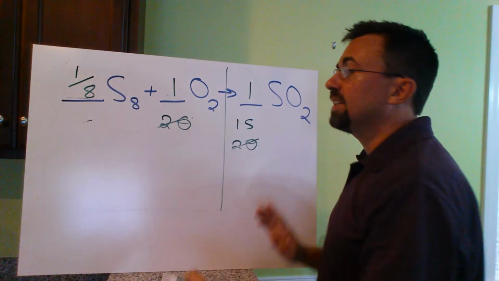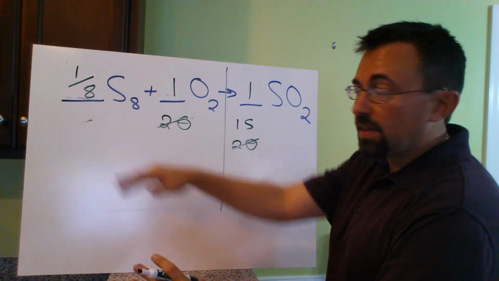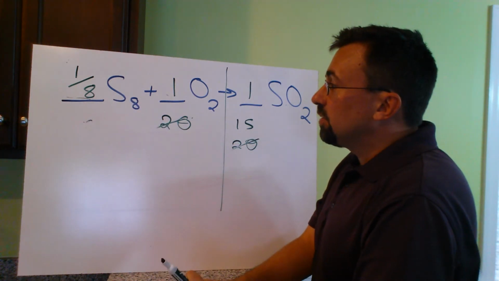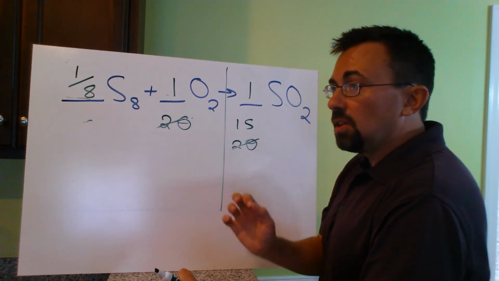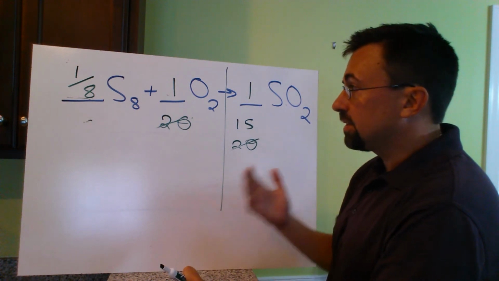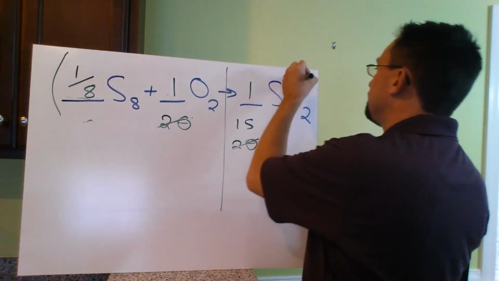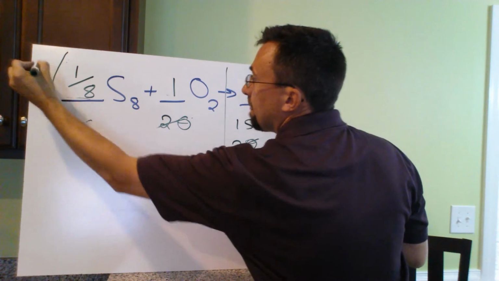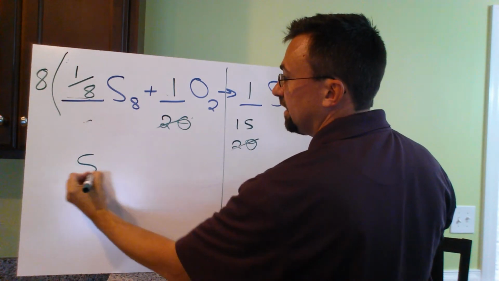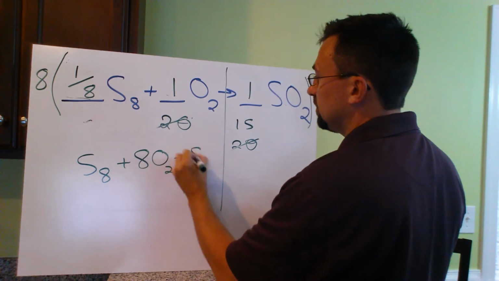Now, technically this is correct. This is a balanced reaction. More formally, when we balance reactions, it's the lowest ratio of whole numbers to balance the atoms. So that's not a whole number, so to get rid of the 8, we have to multiply everything by 8. So we get S8 plus 8O2 yields 8SO2.